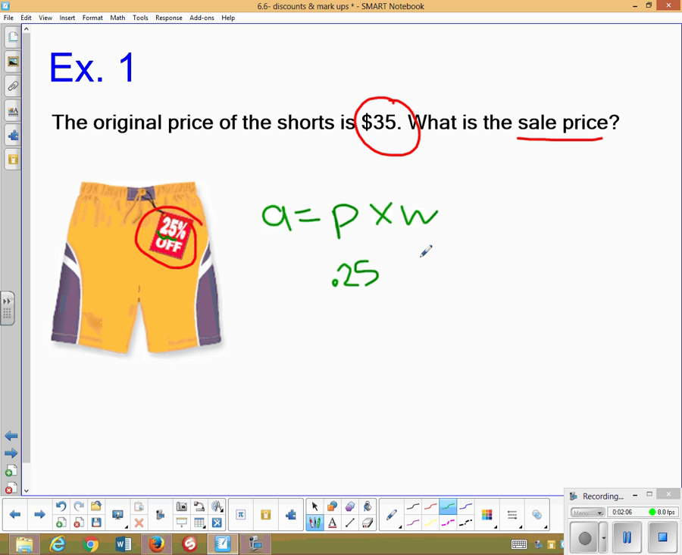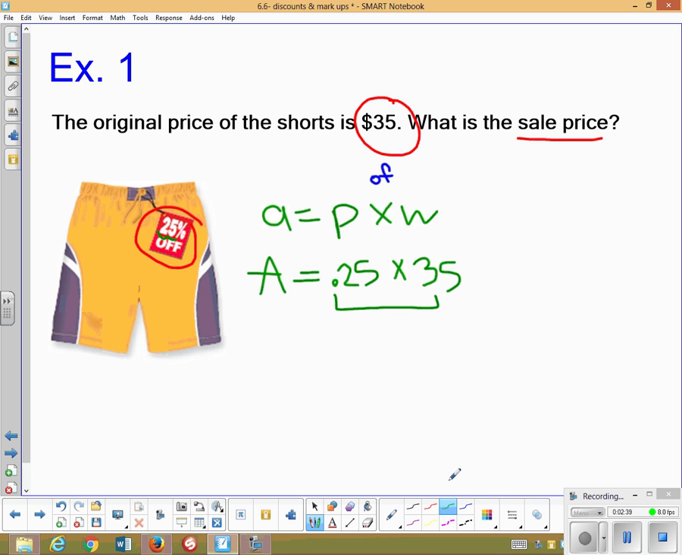And then the whole amount of the shorts costs how much? $35. Now, what we want to find is the A, the part that's going to be the discount. So how much is the discount? So we're going to put A. We don't know. So to do this, we're going to go ahead and multiply these two. And if you remember in my previous lesson, I did say when we want to find 25% of a number, the of is the 35, of means to multiply. So you could have just multiplied this in the beginning if you knew 0.25 of 35 is that. So we're going to multiply this.